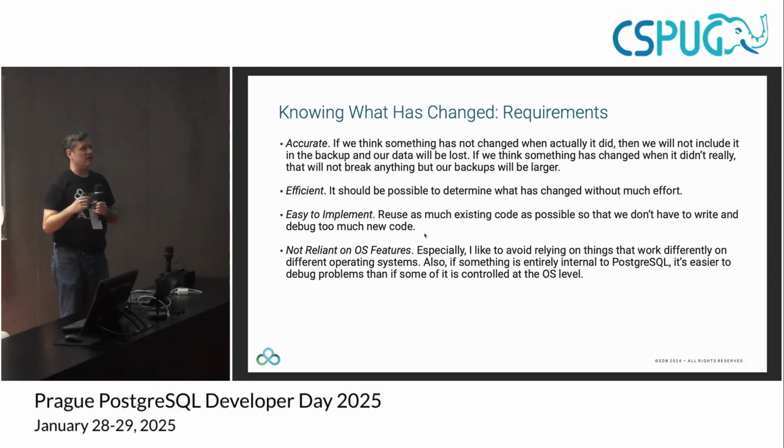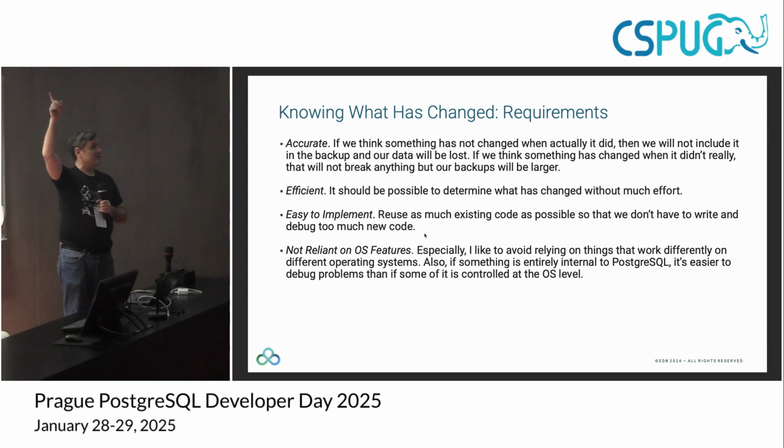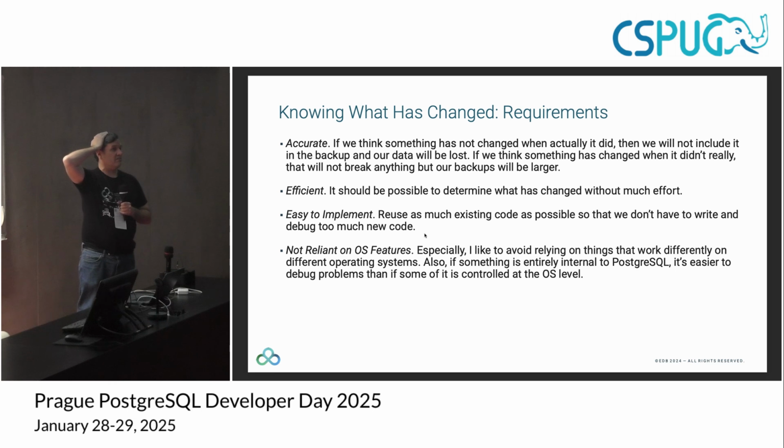And we have a few requirements for whatever that method is that's going to tell us how the data was modified. First of all, it needs to be accurate. If we make a mistake and we think that some data is not modified when it actually was, that's a data loss bug.